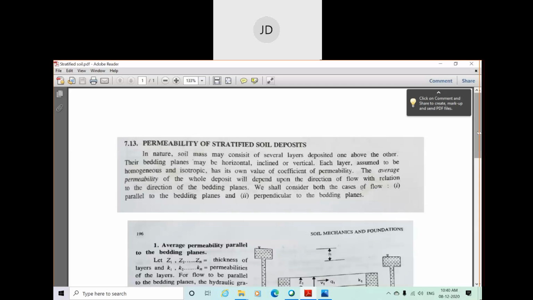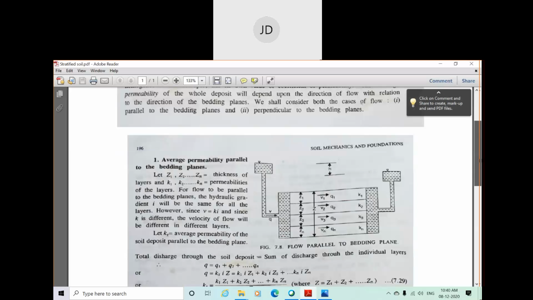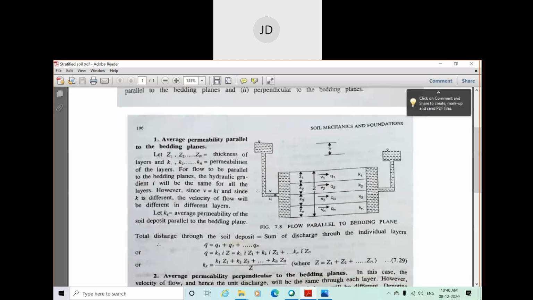Since in both cases some conditions are different. What kind of conditions will be different? For the coefficient of permeability when the flow is parallel to the bedding plane, we can consider the hydraulic gradient for which the flow is occurring. The hydraulic gradient will remain the same for each layer of the stratified soil. But the velocity of flow, that is V, the discharge velocity or Darcian velocity, will not be the same for all layers. It will vary, in case of flow parallel to the bedding plane.